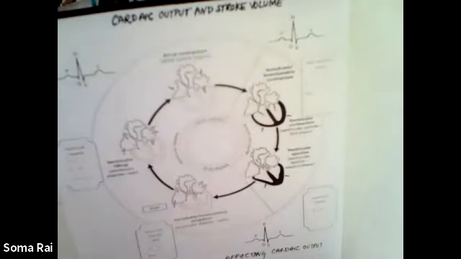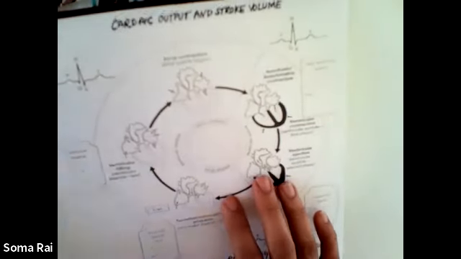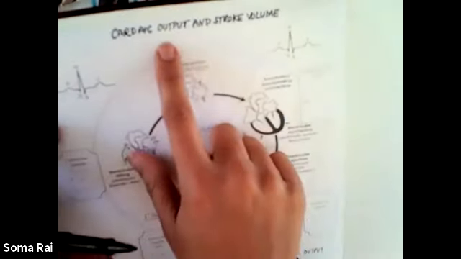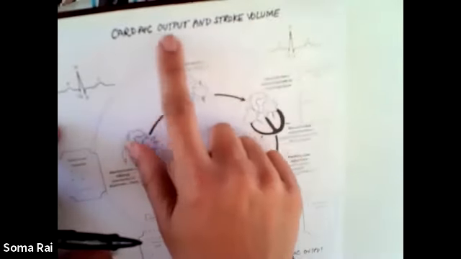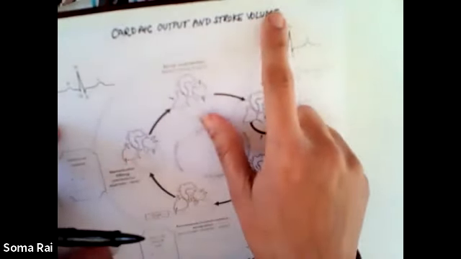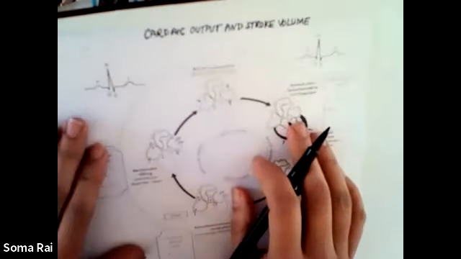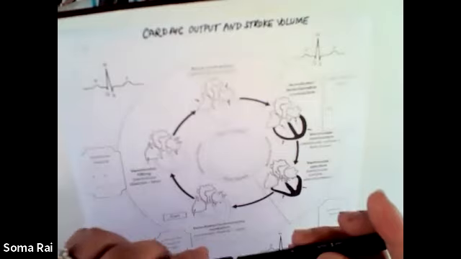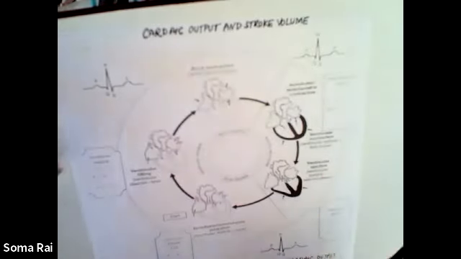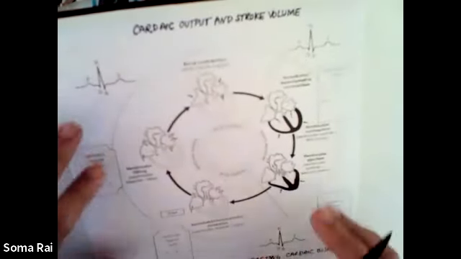All right, greetings. So we are discussing cardiac output and stroke volume in a cardiac cycle. This is a continuation of the previous lecture that was about the cardiac cycle.